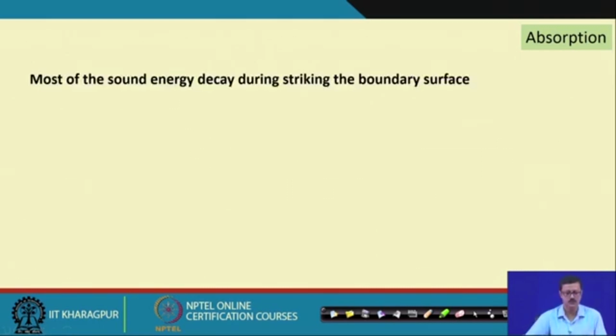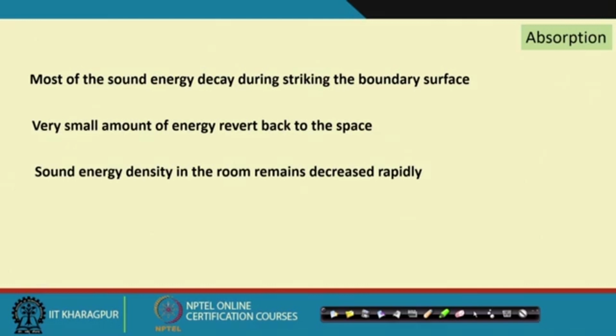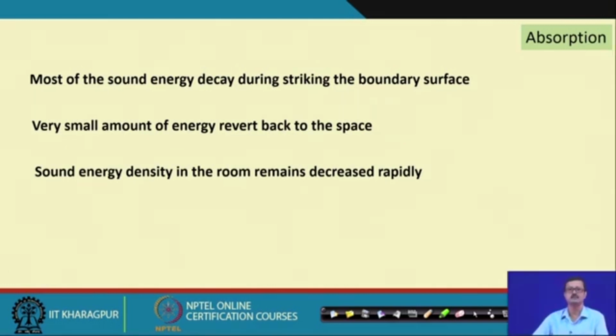So, most of the sound energy decays after striking the boundary surface, because of some physics behind it, or some kind of frictional loss, or some kind of mechanical loss. A very small amount of energy will revert back to the space. I have just discussed that, and the sound energy density of the room will be rapidly decreased, because nothing comes again into the space. So, most of the sound energy which fell upon a particular surface will be absorbed by the surface, so there will be no such reflection back of the energy.